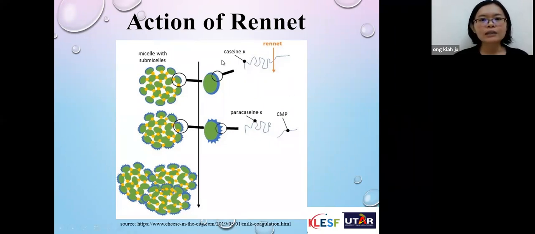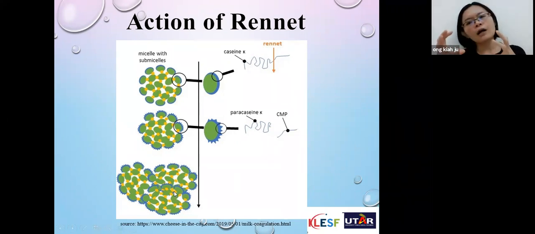So you just imagine this is a kind of protein. When you add in rennet, this rennet will break the bonds that are found in the protein, in this casein kappa. Casein kappa is a kind of protein that is found inside the milk. When the rennet hydrolyzes the chemical bond inside this casein kappa, it will turn into para-casein kappa. And this para-casein kappa is hydrophobic, which means it cannot dissolve in water. So when you have a lot of para-casein kappa clumping together, it will cause all the molecules or the protein found inside the milk to coagulate together.